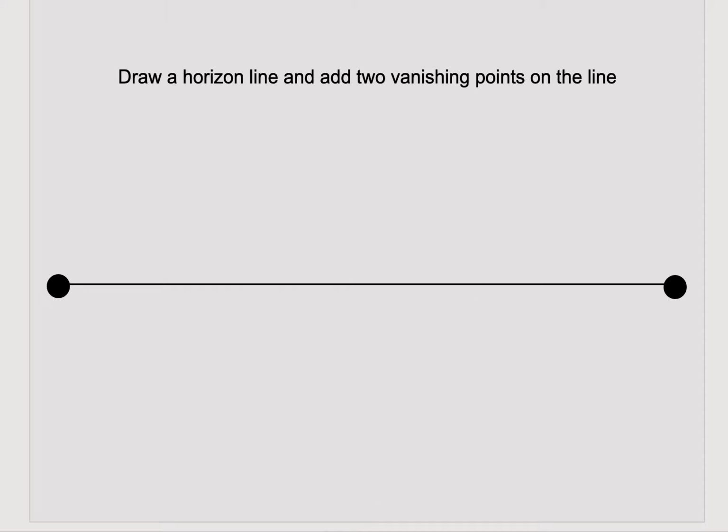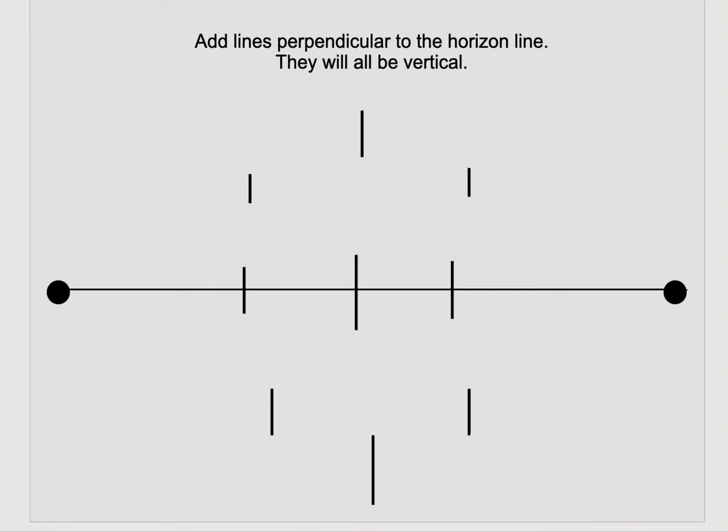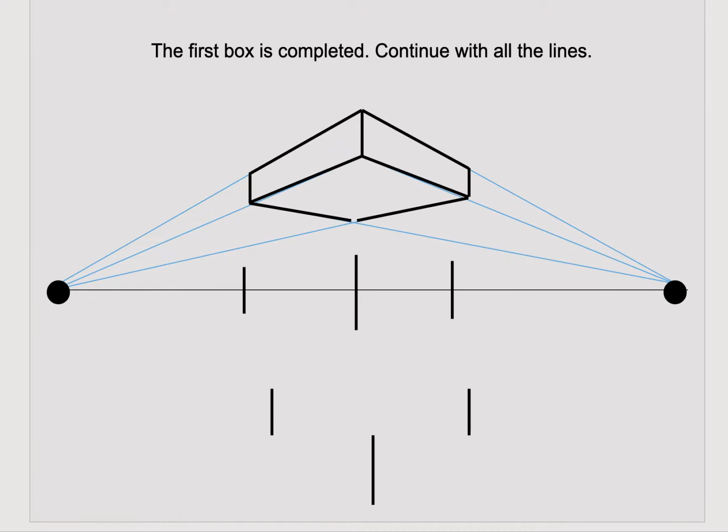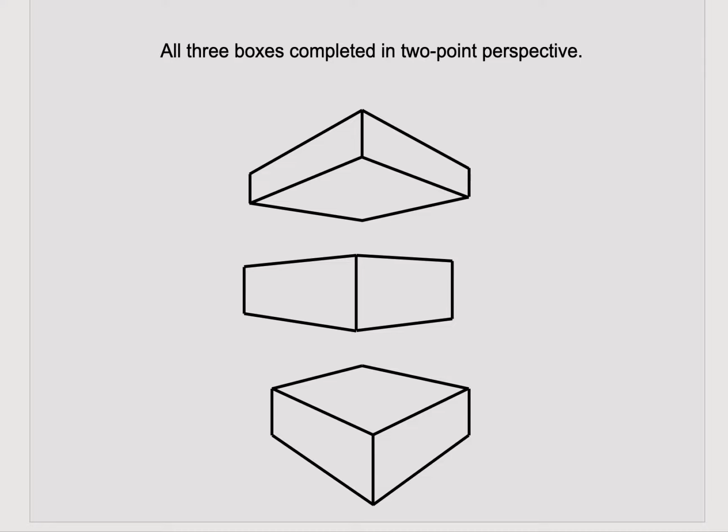Okay, so now we have two. We have two vanishing points. And we're going to add our perpendicular lines vertically. And then we're going to start connecting them to our vanishing points. And it was fun doing this in PowerPoint. And then in the end, we erase the construction lines. Or you could put another piece of paper over it and draw just with the lines that you want to keep. And now you've got your 2 point perspective.